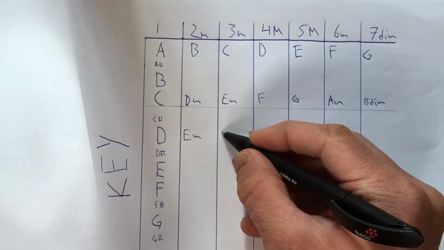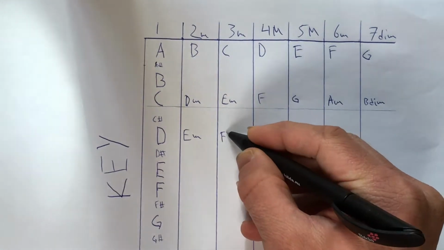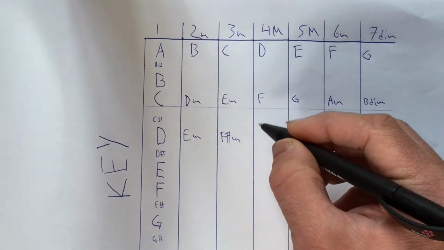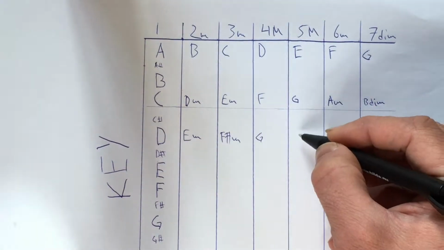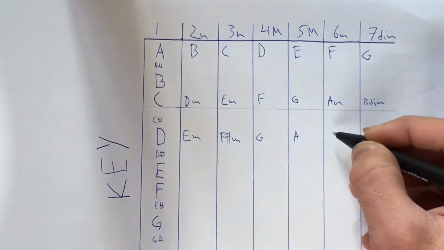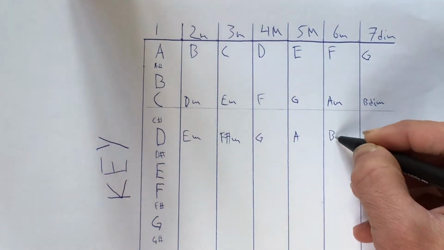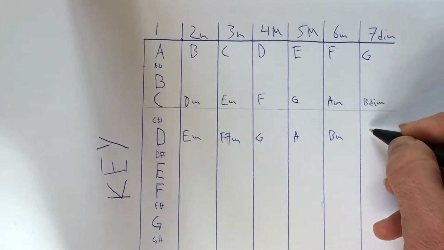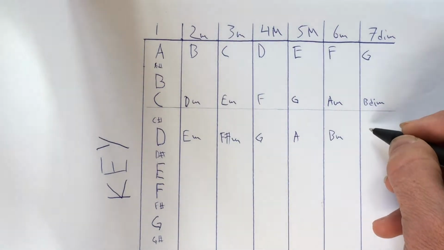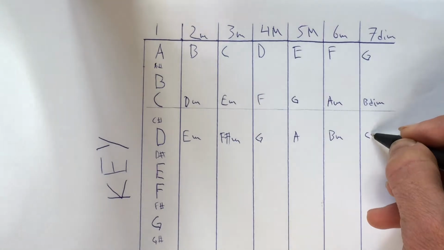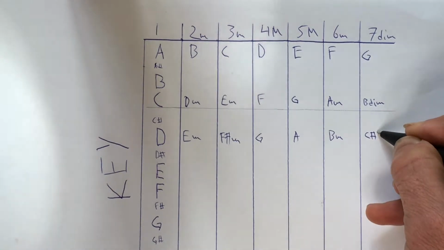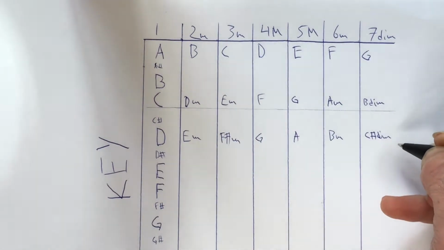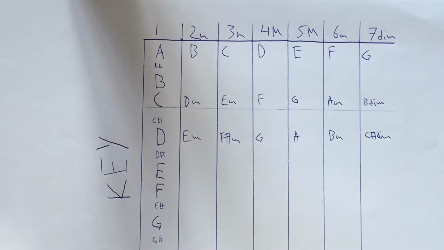So this has to become an F sharp minor. The F will become a G, the G will become an A, the A minor will become a B minor. And the B dim, between B and C there is nothing, no semi-notes, so the C dim has to be a C sharp dim. Make sense? Let's show you on the guitar.